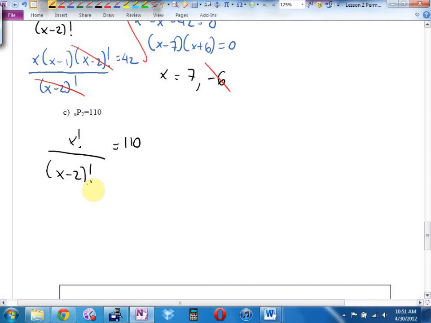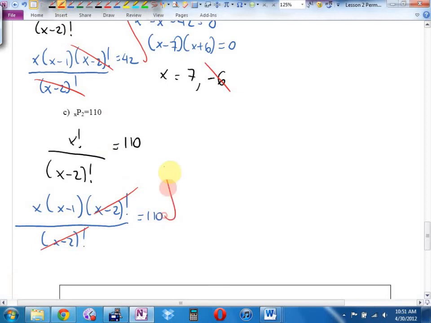I'll start to expand that. This is going to be x times x minus 1 times x minus 2. I'm going to stop there because that's what I have on the bottom over here. And then I can cancel. I end up with x times x minus 1 equals 110.